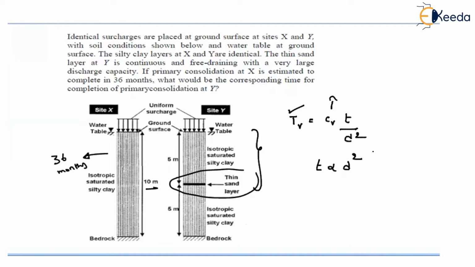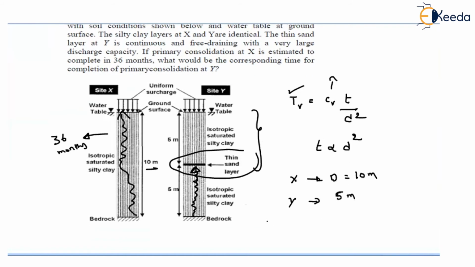Now, what about the drainage path here? If you're talking about site X, what is the drainage path? As it is bedrock, it is completely one-way drainage. So for site X, the drainage path is nothing but 10 meters. If you're talking about Y, what is the drainage path? The water, instead of moving up to the ground, will discharge to the thin sand layer. So what is the drainage path at Y? It is nothing but 5 meters.